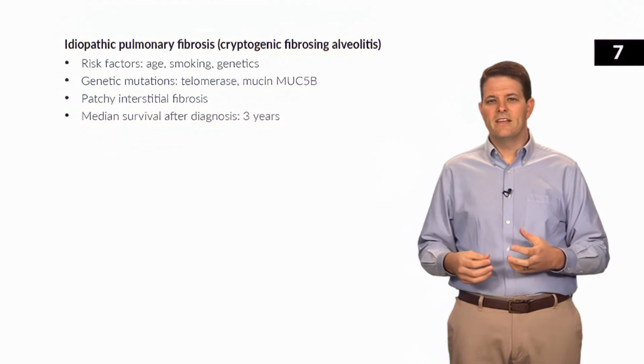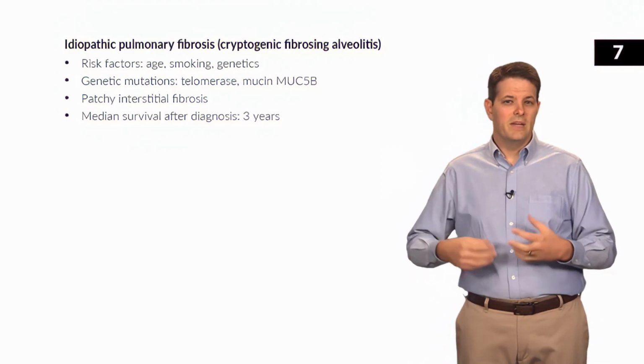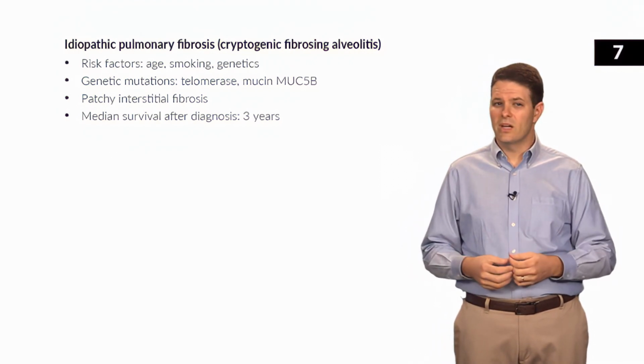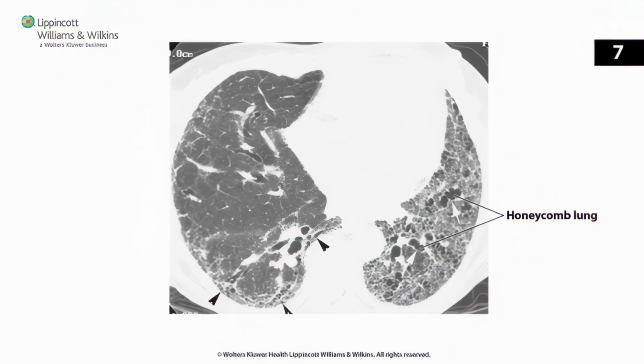Now, this is a disease that affects older patients, and the median survival after diagnosis is just 3 years. On CT, the classic radiological description is called honeycomb lung. So there's fibrosis and some consolidation of the lung parenchyma with these cystic spaces that make it resemble a honeycomb. So be sure you can recognize what this looks like on your CT scan for step 1.